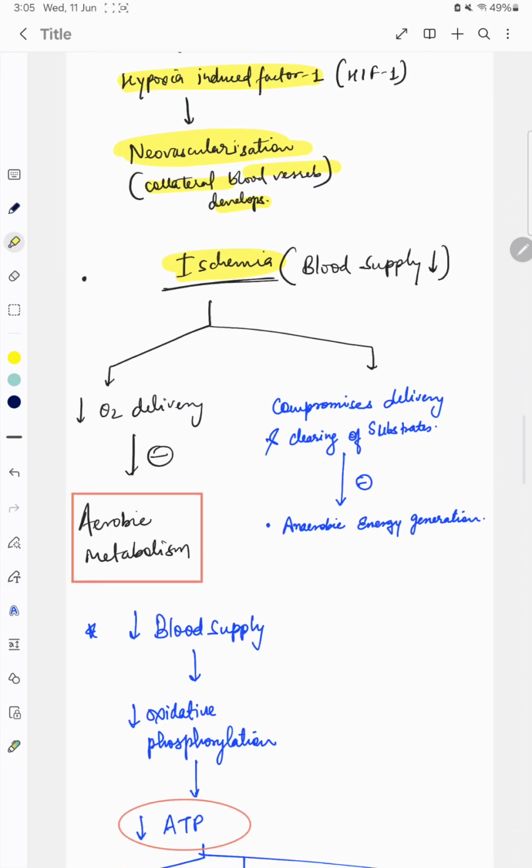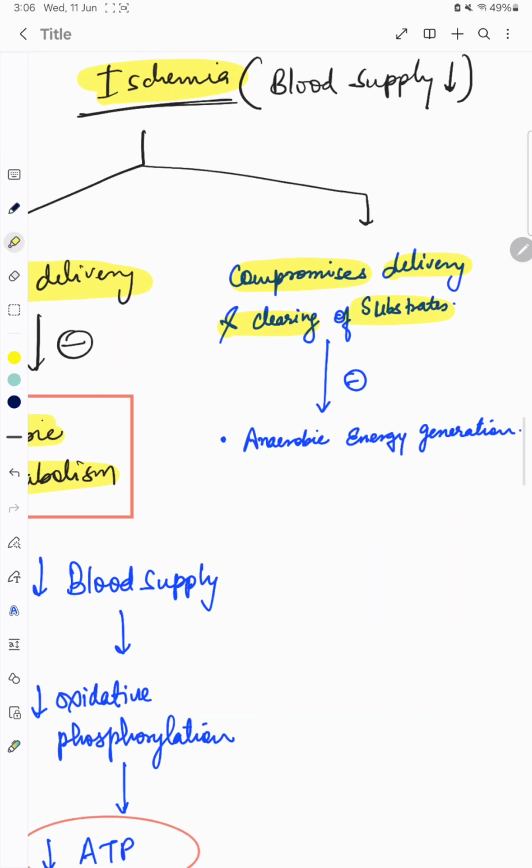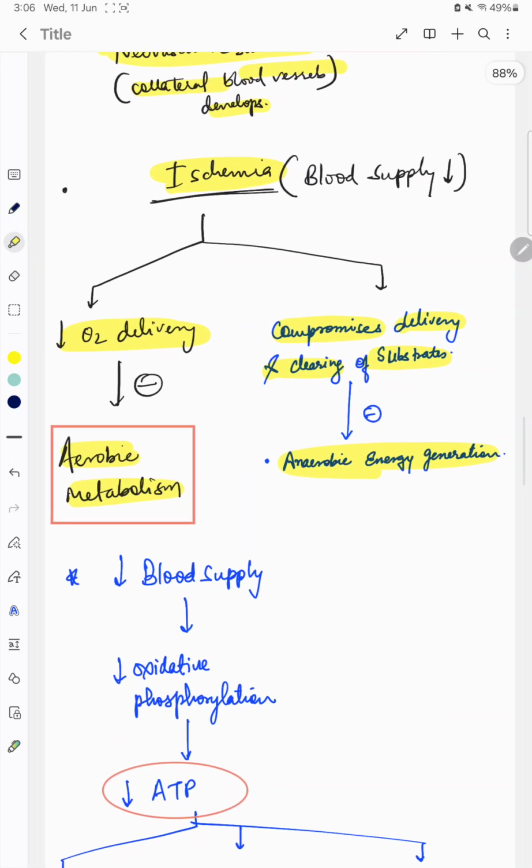Whenever there is decrease in blood supply, this will result in decreased oxygen delivery, which inhibits aerobic metabolism. On the other hand, decreased blood supply results in decreased delivery and clearing of substrates, which results in inhibition of anaerobic energy generation. So decreased blood supply will result in decreased aerobic metabolism as well as anaerobic energy generation.